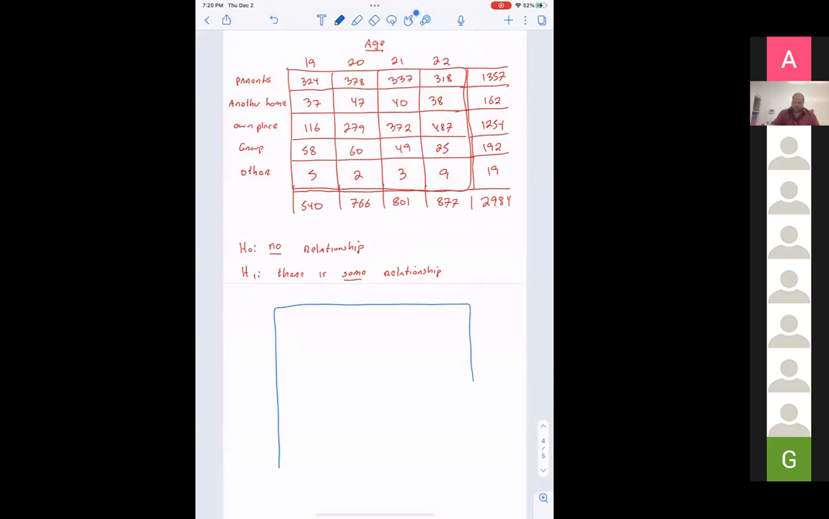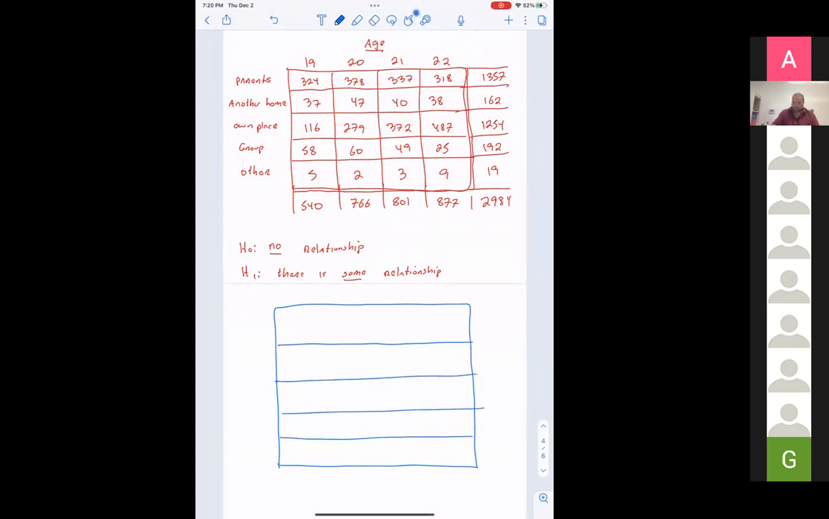So we need to make a second table of 5 rows and 4 columns. And we need to put in here what we expect if the null hypothesis were true. And the method of doing this is actually really straightforward. Let's start with the first entry, the 324. The question is, what should that 324 be if the null hypothesis were true?